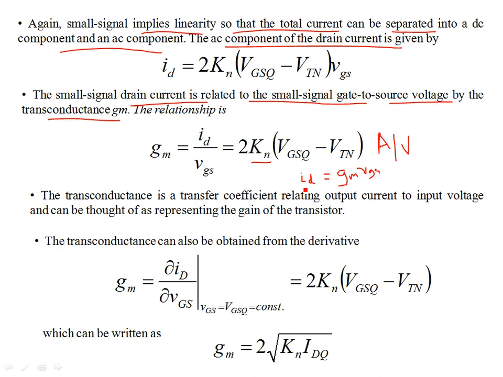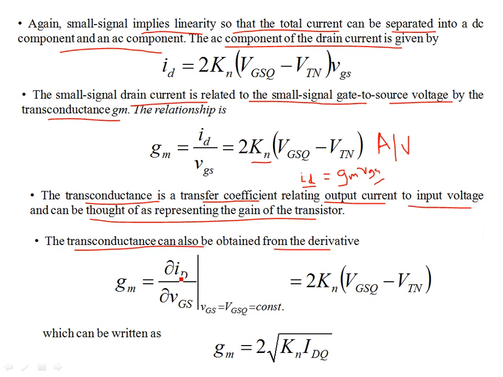Okay, so id is the drain current, which is produced by the transconductance gain gm and the input voltage VGS, right? So the transconductance is a transfer coefficient relating the output current to the input voltage, which is VGS, and can be thought of as representing the gain of the transistor. And the other way to obtain this transconductance is from the derivative.